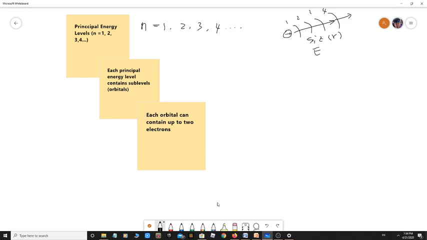So we understand the principal energy level. Now, within each principal energy level, this is something new: there are actually something called sublevels, or orbitals. What are these orbitals? Usually, these orbitals will be indicated by a letter. There are only four kinds of sublevels or orbitals we have found in this universe. They are the S sublevel, P sublevel, D sublevel, and F sublevel.